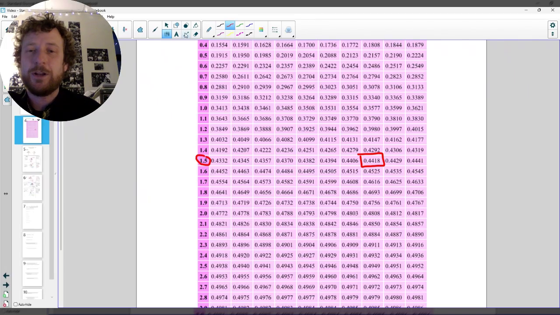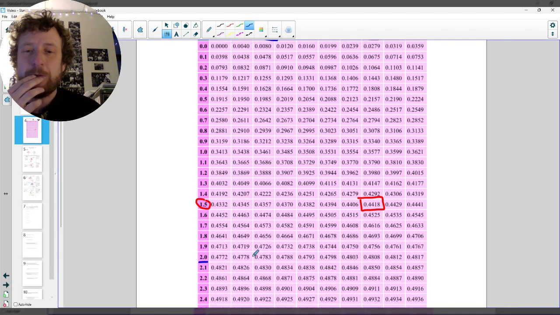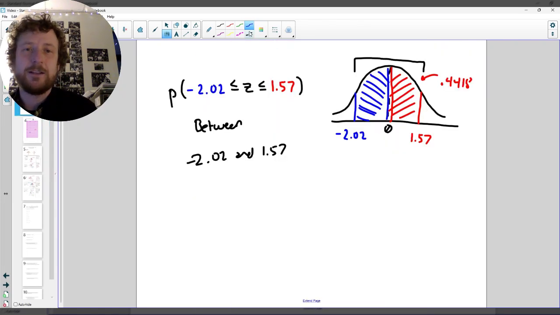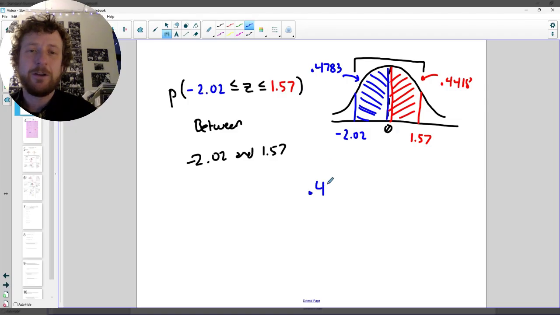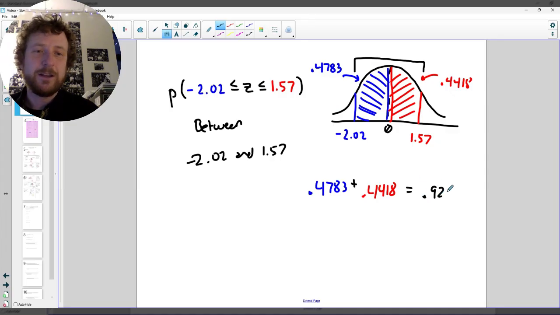I'm just going to look up 2.02, which here's 2.0. Let's use blue for this. Here's 2.0. Here's 0.02. 2.02 would be right here. So 0.4783 for 2.02. And so I'll go back to my picture. This right here is 0.4783. And so if I want to know this entire thing, all I have to do is add those together. 0.4783 plus 0.4418. And that's going to be a grand total of 0.9201. There's my 90-something%.